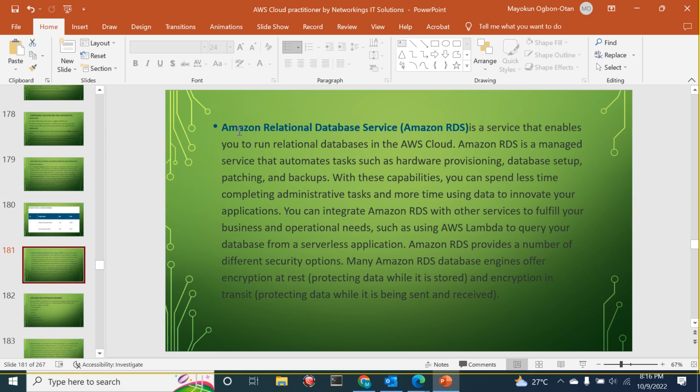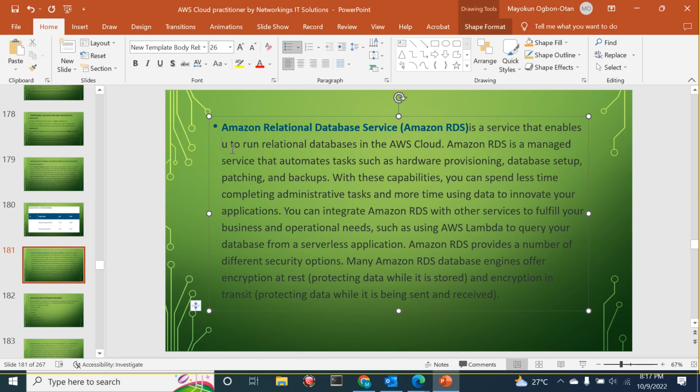Now that leads us to the Amazon Relational Database Service, RDS. It's a service that enables us to run relational databases in the AWS cloud. Are we here? Yes, sir. So it enables us to run relational databases in the AWS cloud. Amazon RDS is a managed service that automates tasks such as hardware provisioning.